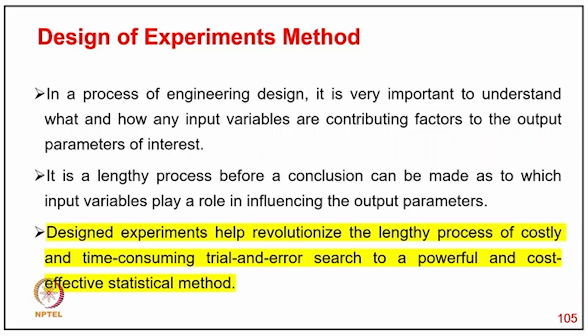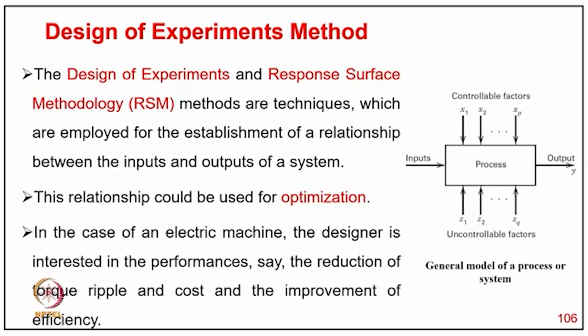So in design of experiment, in the process of engineering design, it is very important to understand what and how any input variable is a contributing factor to the output parameters of interest, and it is a lengthy process before a conclusion can be made as to which input variable plays a role in influencing the output parameter. Design of experiment helps revolutionize the lengthy process of costly and time-consuming trial and error search into a powerful and cost-effective statistical method. Design of experiment, DOE, and response surface method, RSM, are methods and techniques employed for the establishment of a relationship between the input and output of a system.